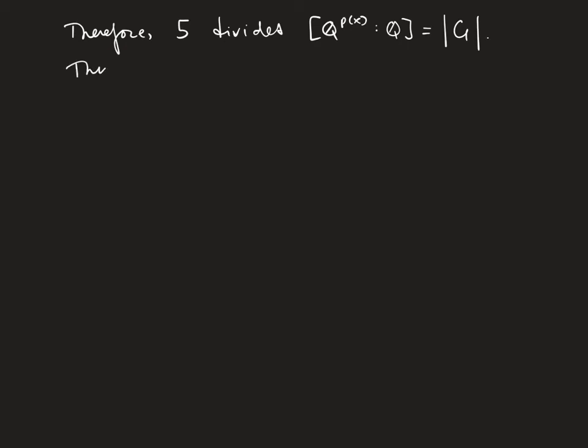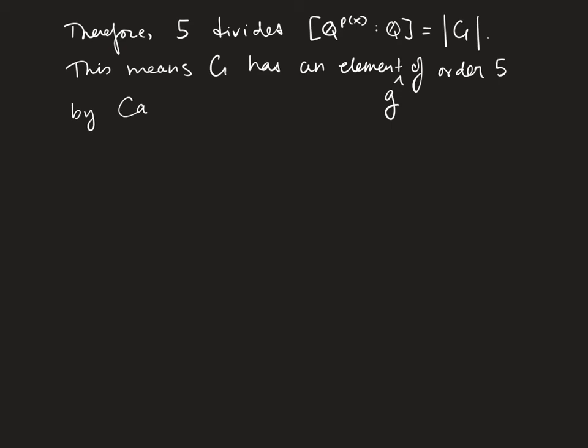This means G has an element of order 5. Let's call that element G of order 5 by Cauchy's theorem. And what that means is that G to the 5th is the identity automorphism in our group. So G to the 5th is the identity. And no smaller power of G is going to be the identity.